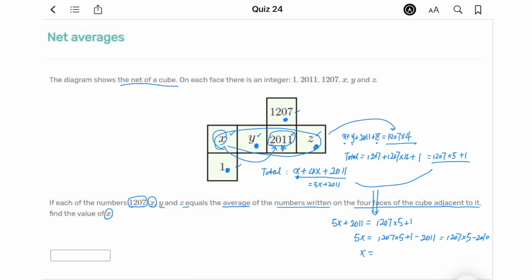So both sides divided by 5. X equals 1207 times 5 minus 2010, then divided by 5, which equals 1207 minus 2010 divided by 5, equals 1207 minus 402. So x equals 805.